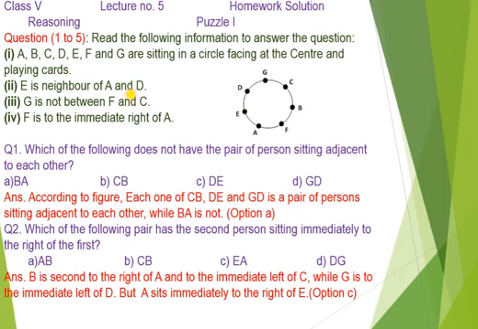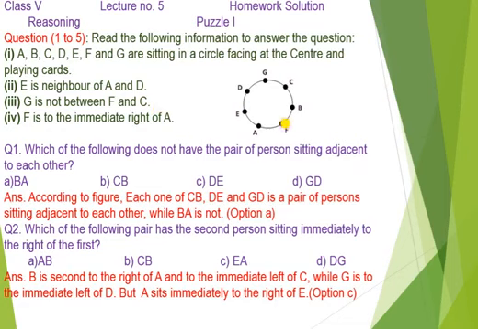What is the second point? E is a neighbor of A and D. The second one is E is a neighbor of A and D. E is a neighbor of A, it's true. E is a neighbor of D, it's true. So the second condition is satisfied. Now go to the third one. G is not between F and C.